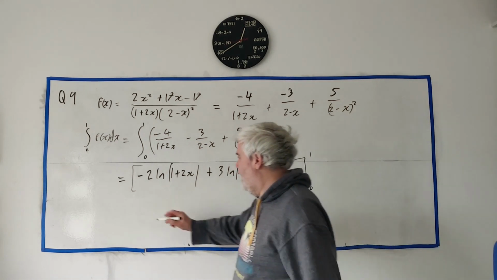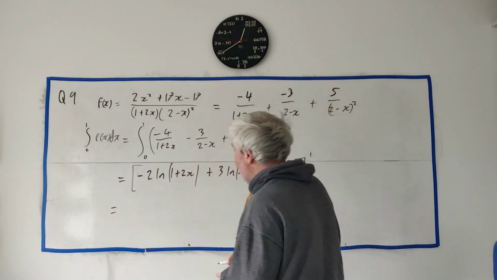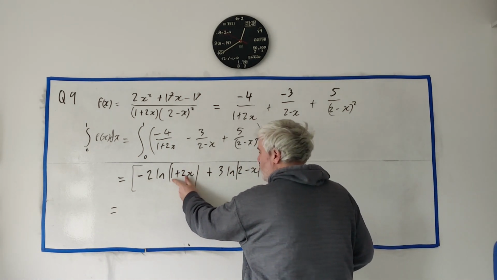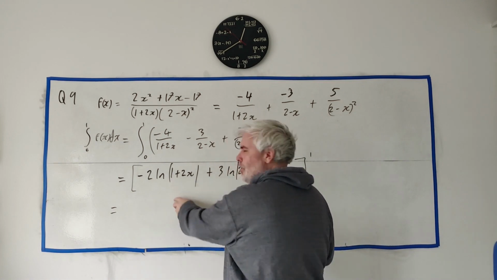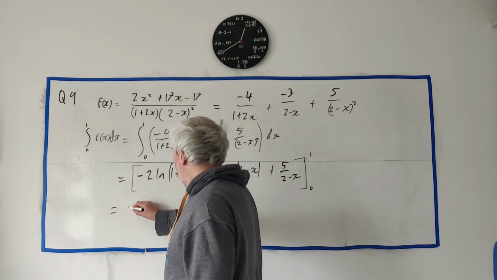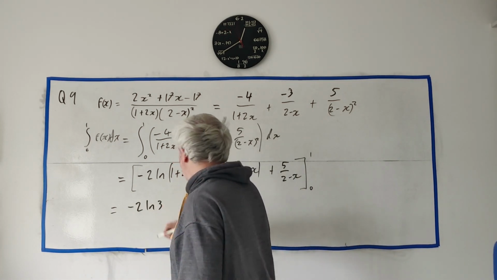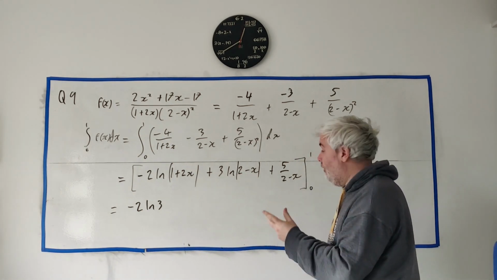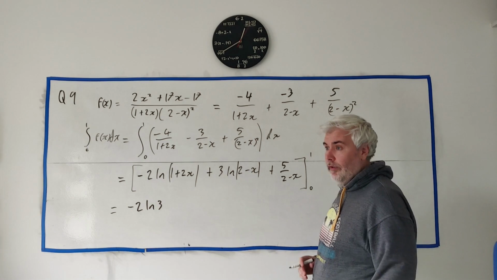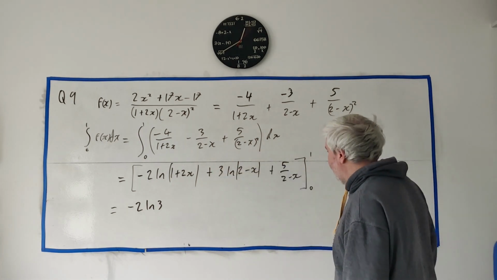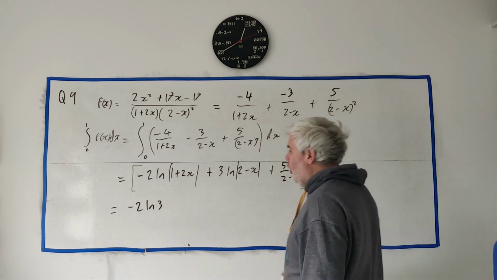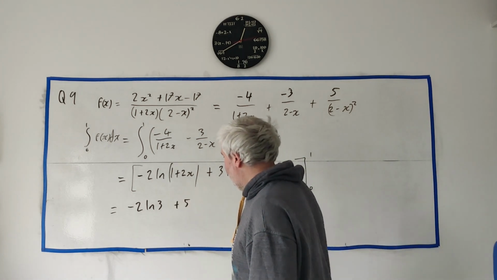So let's just do that. It's a lot easier than it looks. If I put 1 in, 2 1s are 2, plus 1 is 3. The absolute value of 3 is just 3. So we get minus 2 natural log 3. If we put 1 in here, 2 minus 1 is 1. Natural log of 1 is 0, so we can forget that guy. We put 1 in here, 2 minus 1 is 1. 5 over 1 is just 5.